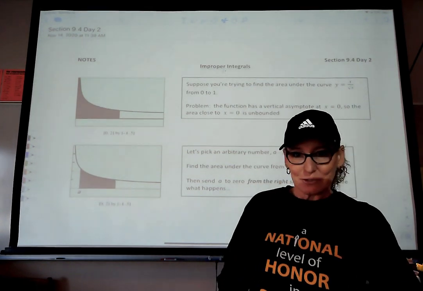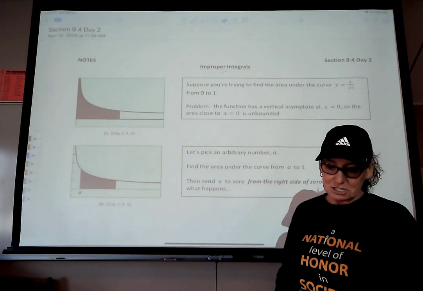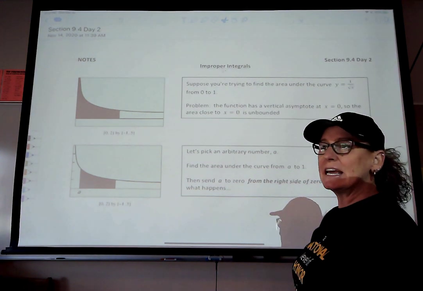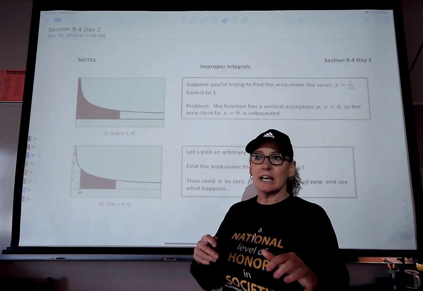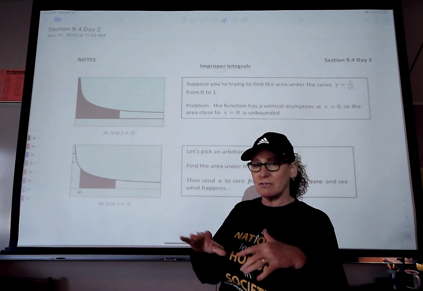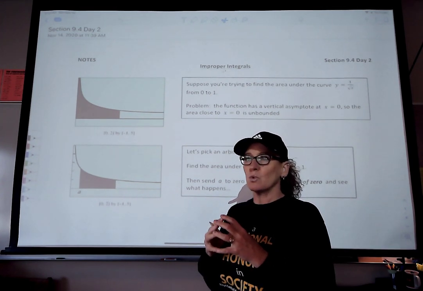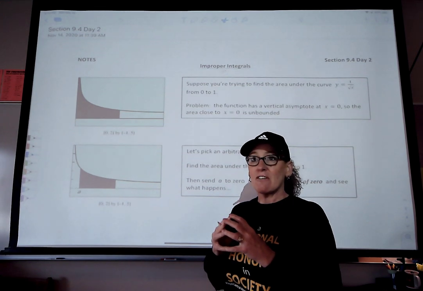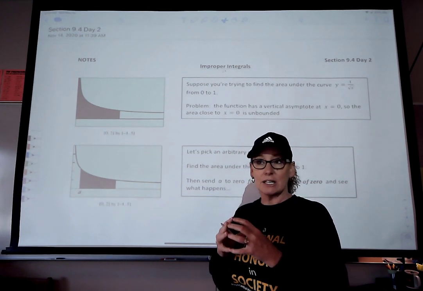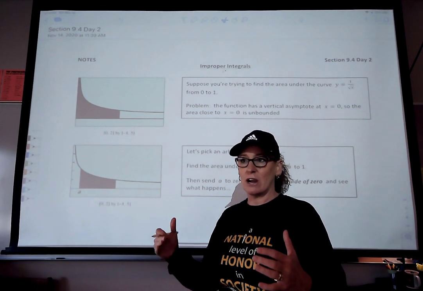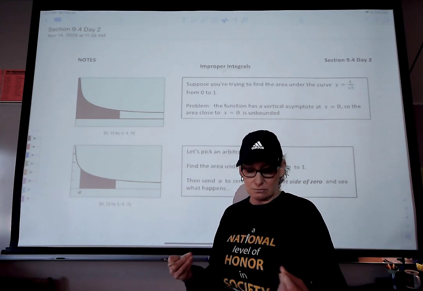Hey guys, these are your notes for section 9 for day 2. We're still looking at improper integrals, and this time we're not looking at area under a curve out to positive infinity or negative infinity. We're going to encounter some problems when the function that we're looking at blows up somewhere in our interval.